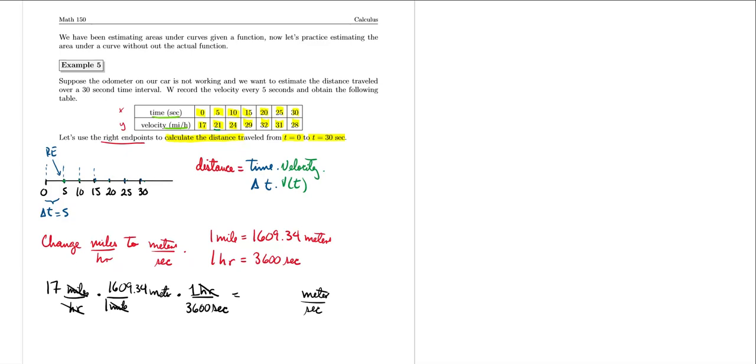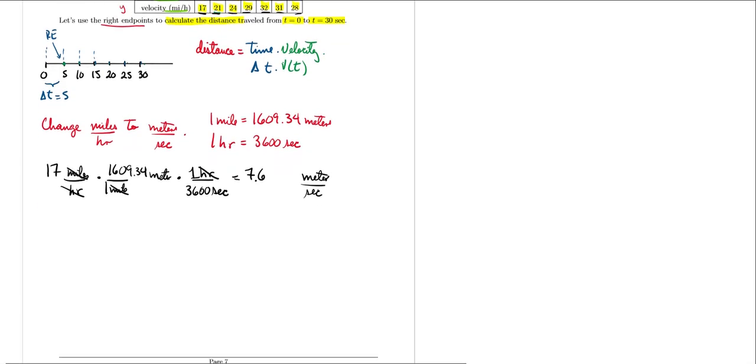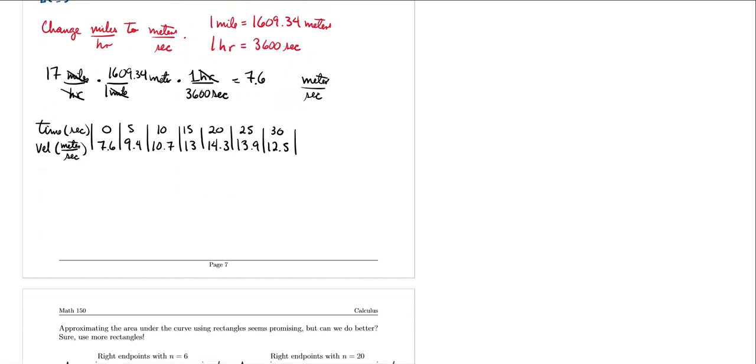Let's see. Let me go to the calculator, and I got, rounding to 1 decimal place here, about 7.6 meters per second. Okay, so I'm going to go ahead and use these same operations to convert all my velocities here to meters per second. Now I'm going to go ahead and do this one here, and I'm going to create a new table. All right, so this is the new table that I got where the time was given in seconds, and now the velocity is given here in meters per second.